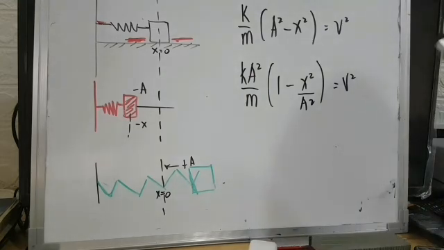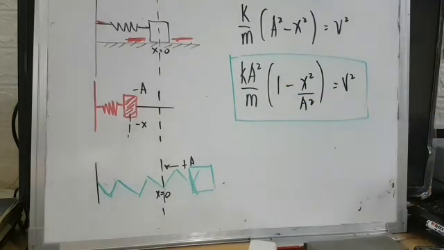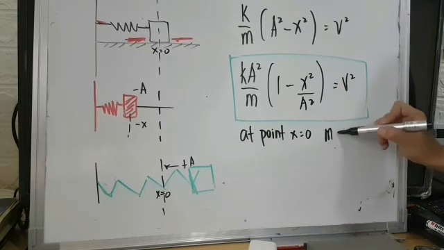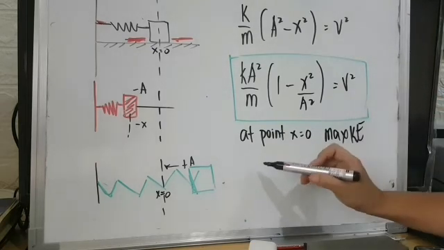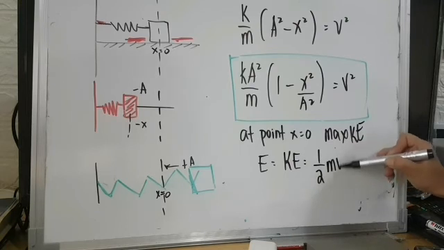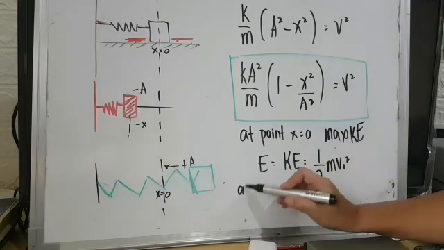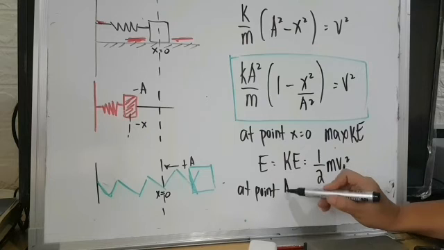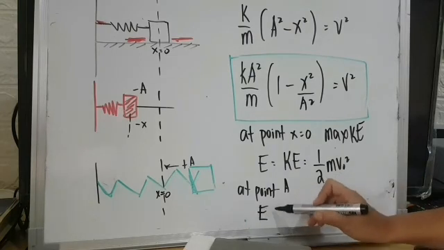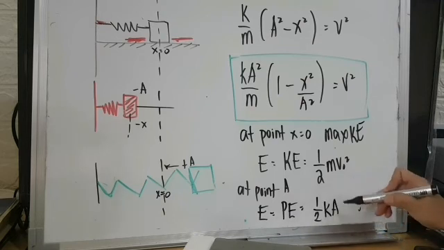Okay. Take note of this. And also, recall that at point O, we have the maximum kinetic energy. So our energy there is equal to the kinetic energy, which is equal to 1/2 m v naught squared, to note its velocity at x equals 0. But at point, let's say, positive A, the maximum energy there is the potential energy. So we have the energy is equal to the potential energy, 1/2 k a squared.